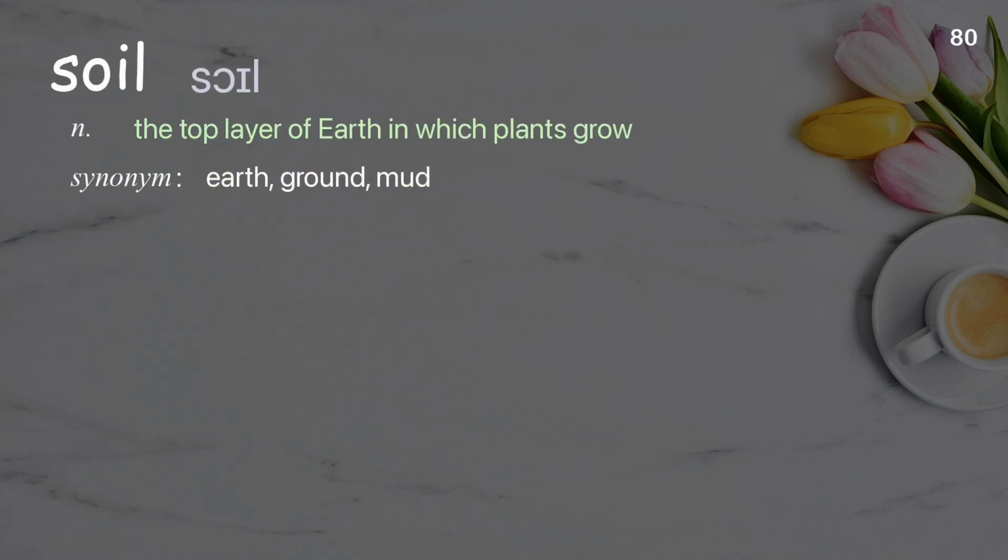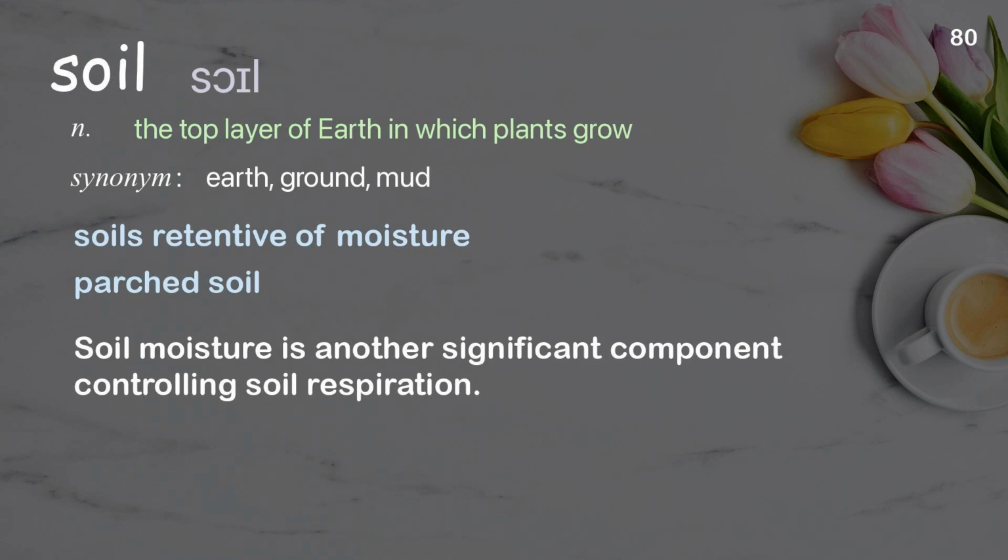Soil. The top layer of earth in which plants grow. Examples: Soils retentive of moisture. Parched soil. Soil moisture is another significant component controlling soil respiration.